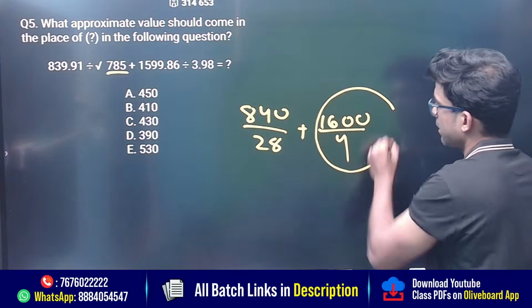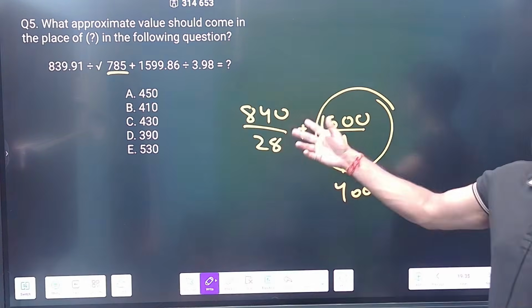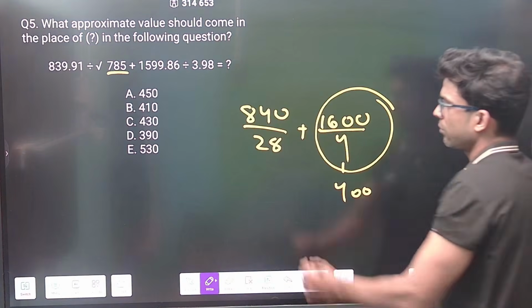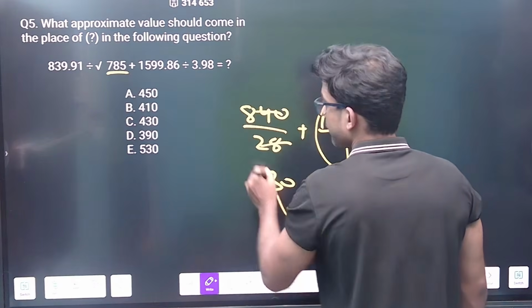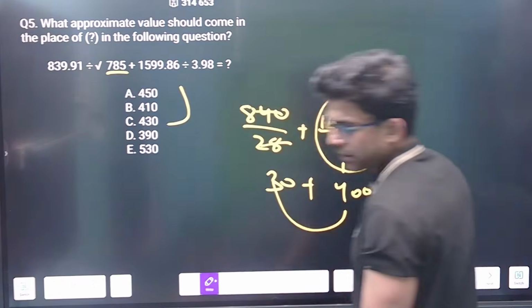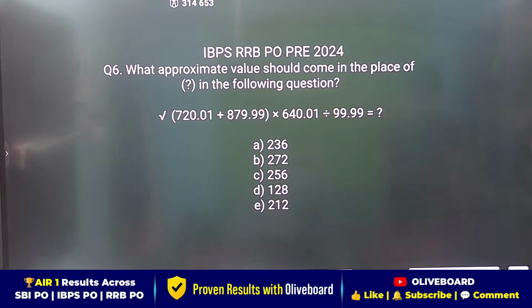Here you are getting 400, and here 840 divided by 28 would be 30 times. So this is 30. So my answer would be 430, option number B. C. Please solve.